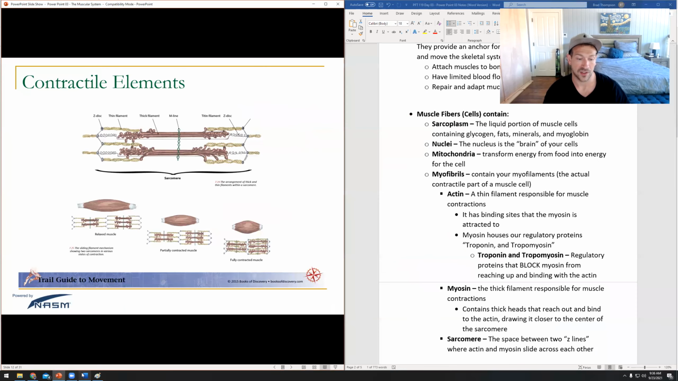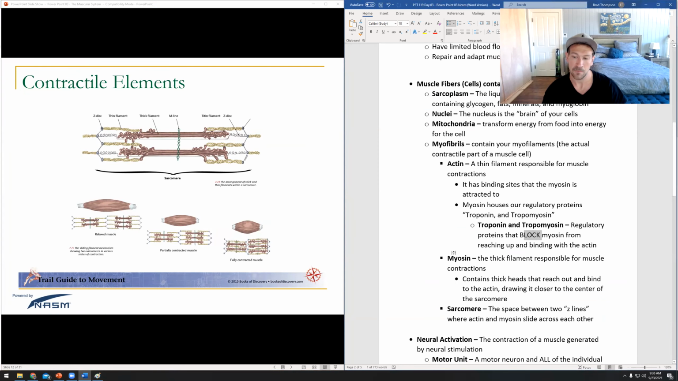Now the area where all this is occurring, by the way, also has a name. The space between these two Z lines right here, that area is called the sarcomere. So the space between this Z line and this Z line, we call it the sarcomere. That is where the contractions are taking place.